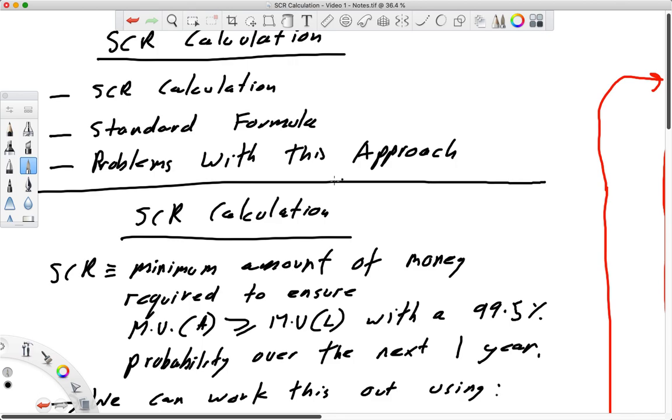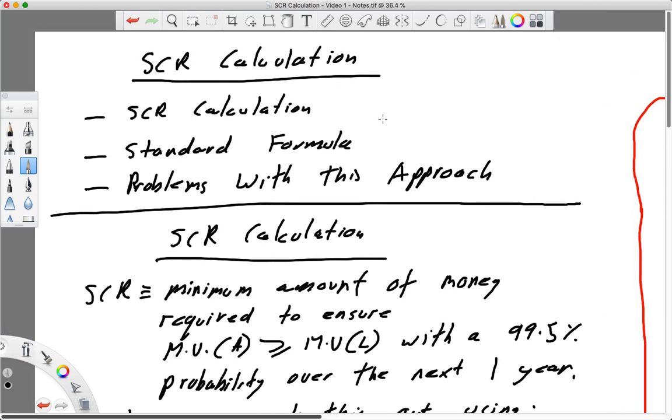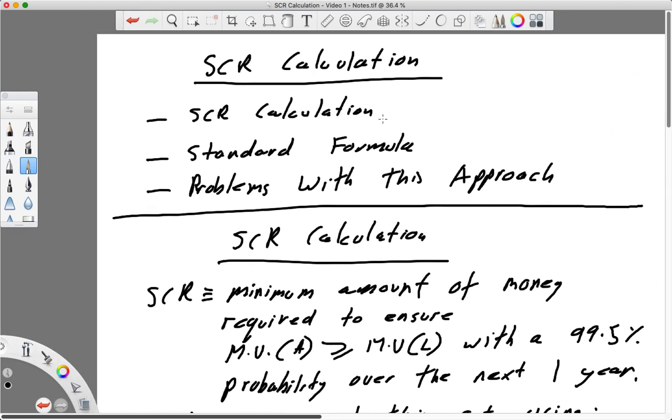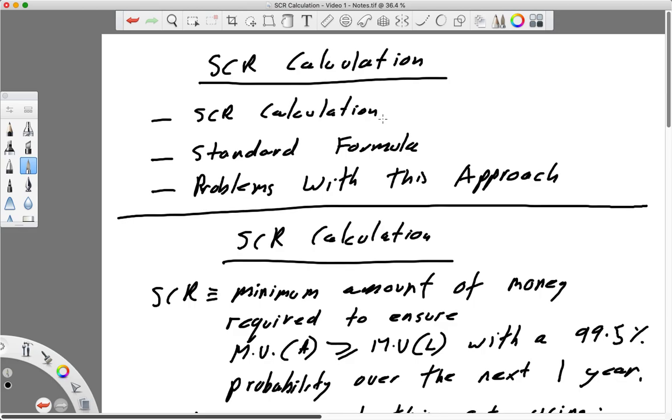Okay, so at a high level, those are the ways in which you can calculate your SCR, and you need to decide which one of those you want to try and do. So what we'll do is we'll break the video here, and when we come back, we'll talk in a little bit more detail about how the standard formula calculates the SCR.